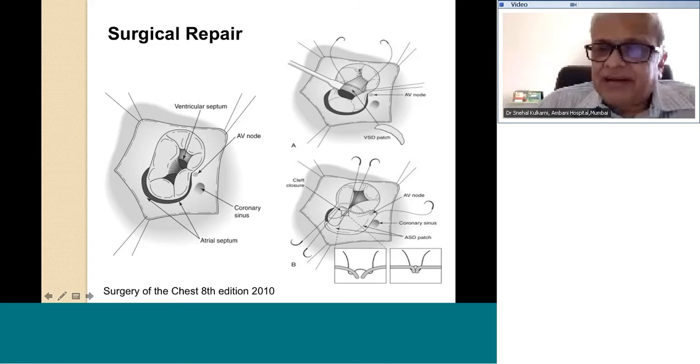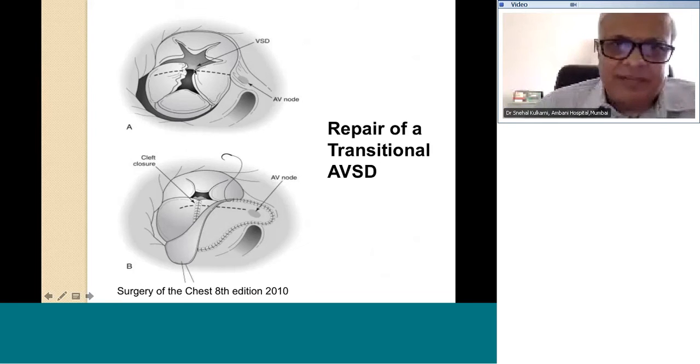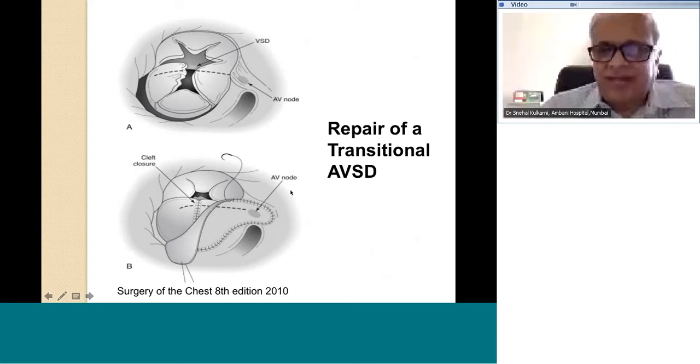And when we are repairing the cleft, we see to it that we don't take too much of the leaflet tissue, because that itself can cause it to disrupt and give rise to late AV valve regurgitation. In a transitional AV canal, this is a small VSD which you really can't appreciate from the 3D image. It's not very deep, so we close the cleft, directly hitch it to the interventricular septum, and use a patch to close the primum ASD.